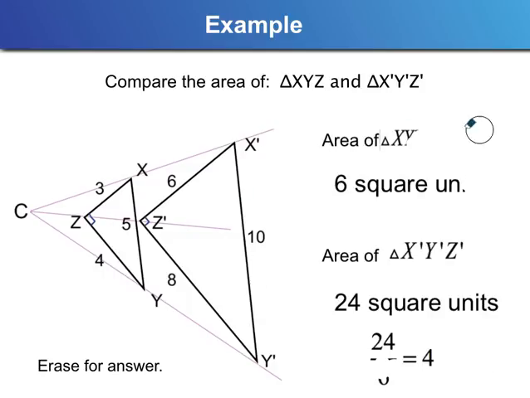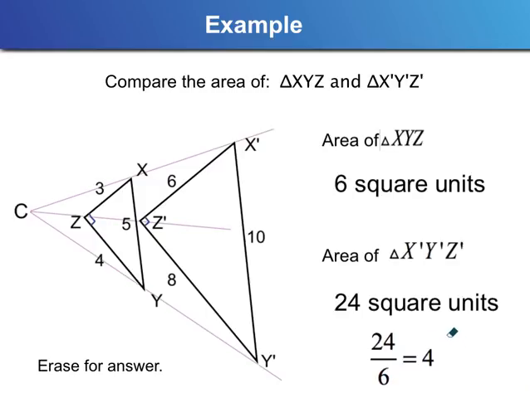One more time here. So the area of triangle XYZ is 6 square units. That's 1/2 the base times the height. 1/2 of 3 times 4, or 1/2 of 12, is 6. If you look at the area of X prime Z prime Y prime, it is 24. Half the base times the height. Half of 6 is 3, times 8 is 24. If I compare the area of the two, I take the area of X prime Y prime Z prime, 24, and divide it by the area of triangle XYZ, and I find that that's 4.